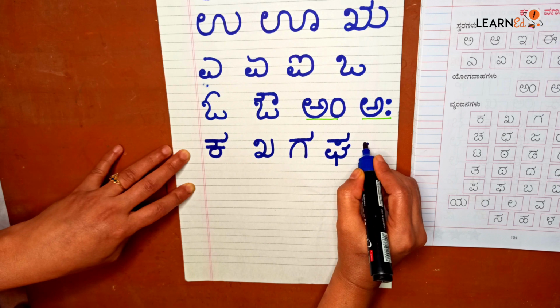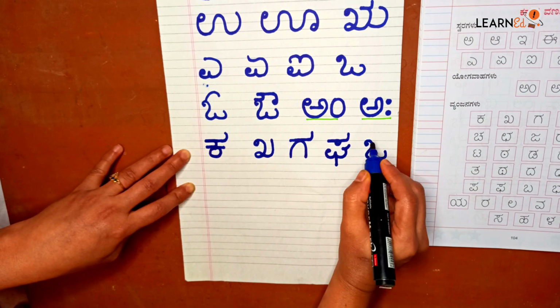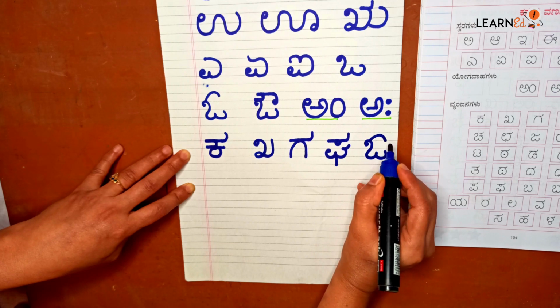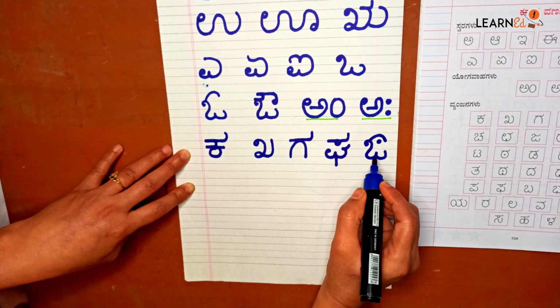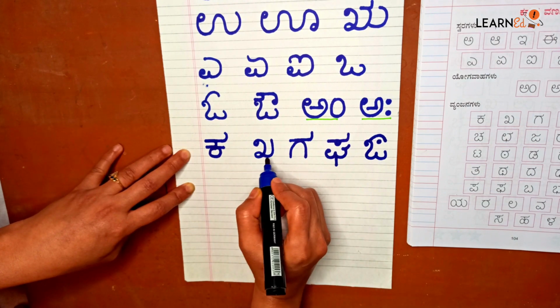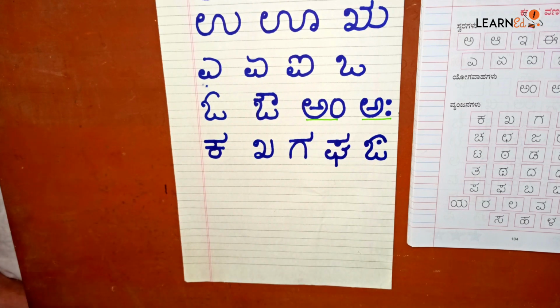Gnya. As we wrote O, just like O, but we have one dot here. It is similar to O, but one dot here. Ka, Kha, Ga, Gha, Gnya.